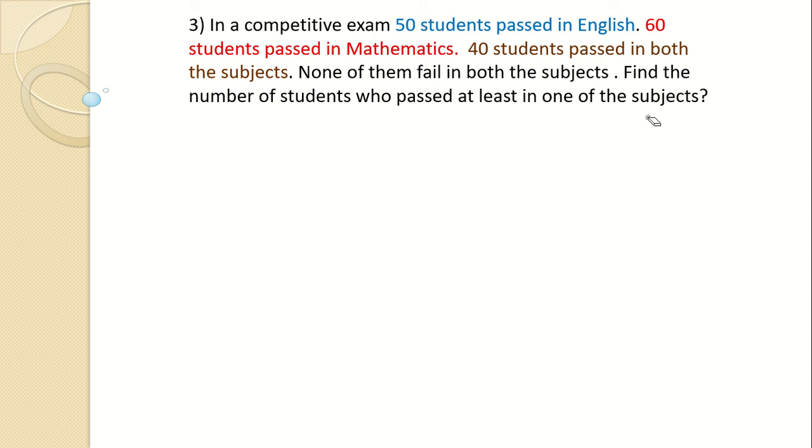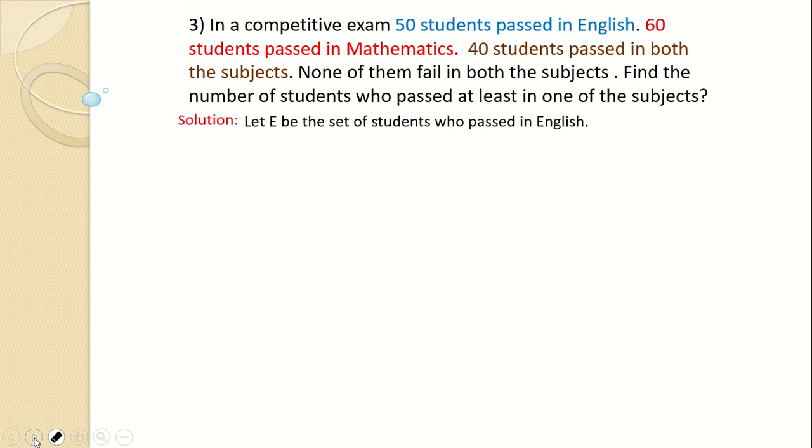At least in one of the subjects means those students who passed at least in English or in mathematics. So there is or, at least, or, such words, remember. So we are asked to find out the union. Okay, so we know n of E is 50, n of M, mathematics, is 60, and n of E intersection M is 40, and we are asked to find out the union. This is quite simple. We are just going to use the formula and solve it.